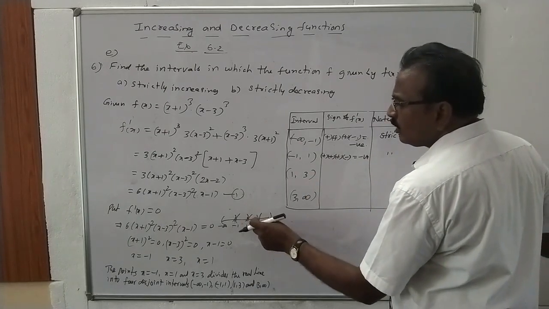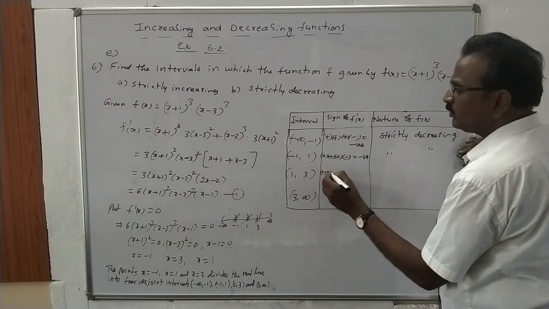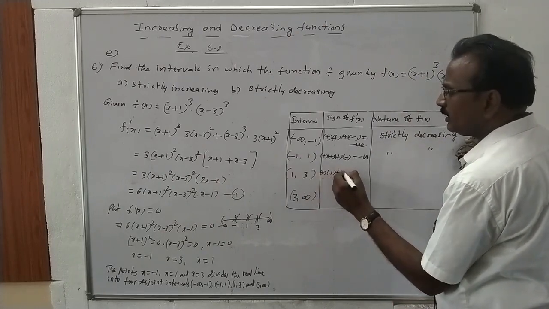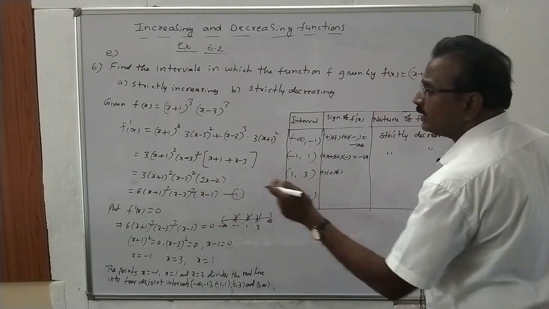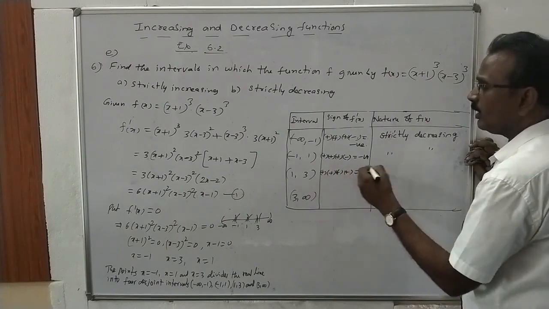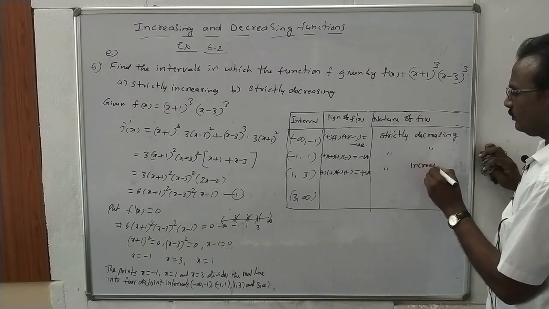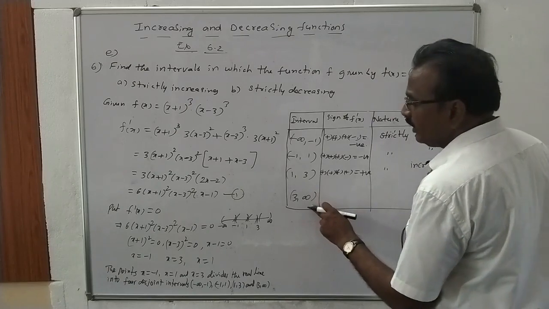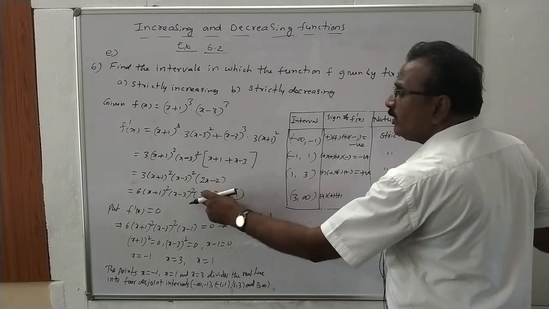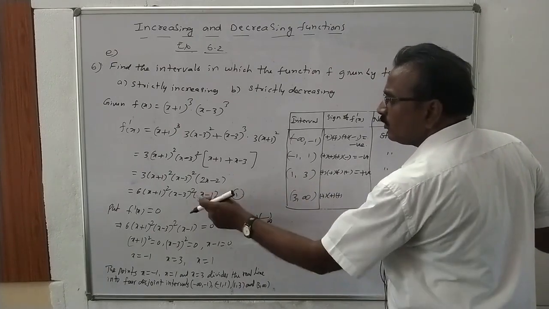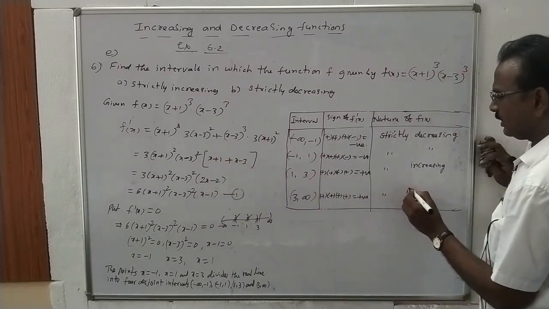Suppose between 1 and 3, take one value, x is equal to 2. First 6 is positive, square number is positive, square number is positive, only we observe the last factor. So x is equal to 2, 2 minus 1 is 1, positive. So therefore total plus into plus into plus into plus is positive, strictly increasing. Then 3 to infinity, first is positive, second is positive, third is positive. Suppose you take 4, 4 minus 1 is always positive, so that is positive, strictly increasing.